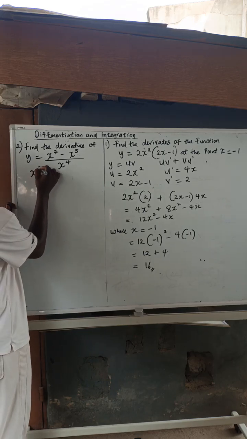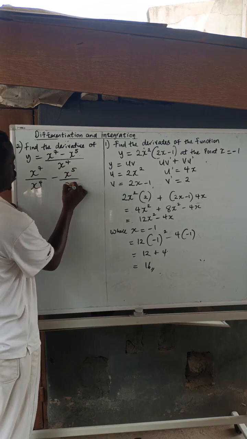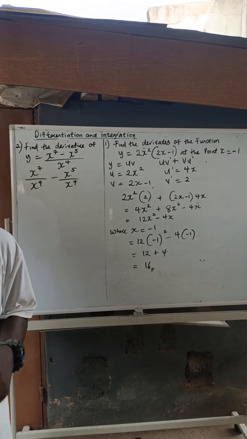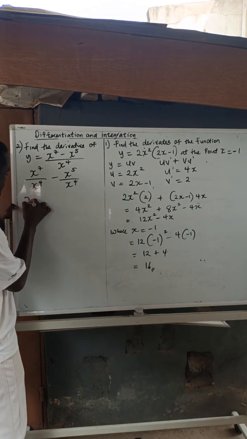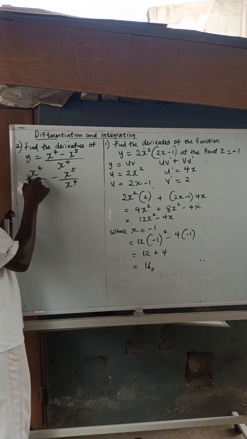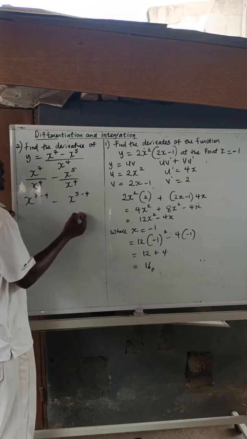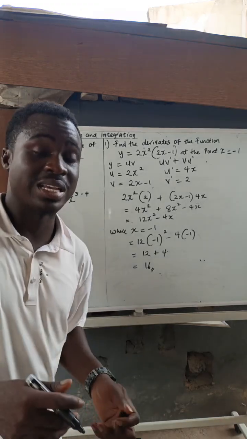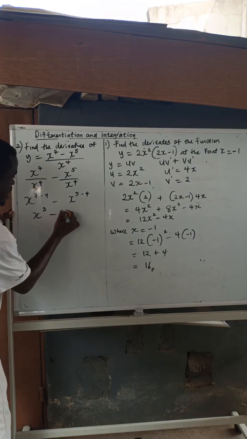That is x raised to power 7 over x raised to power 4 minus x raised to power 5 over x raised to power 4. Now, the law of indices tells us that the division turns to minus because they are the same base number. So this is x raised to power (7 minus 4) minus x raised to power (5 minus 4). This is what the law of indices is telling us: division signifies minus as long as the base numbers are the same. So this is x raised to power 3 minus x raised to power 1.